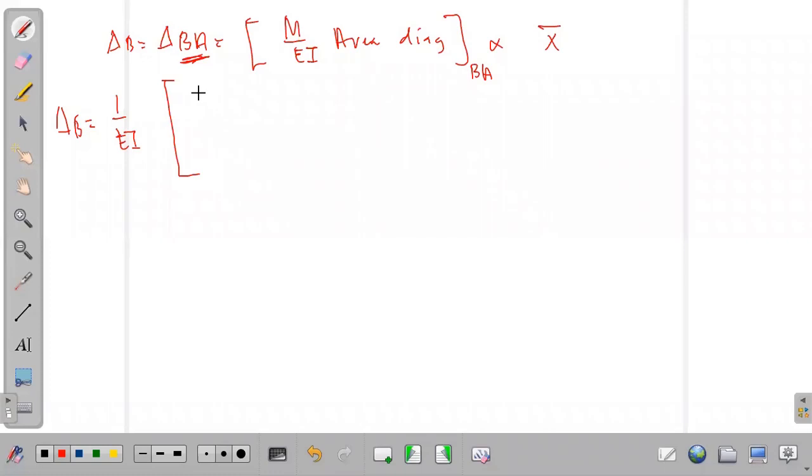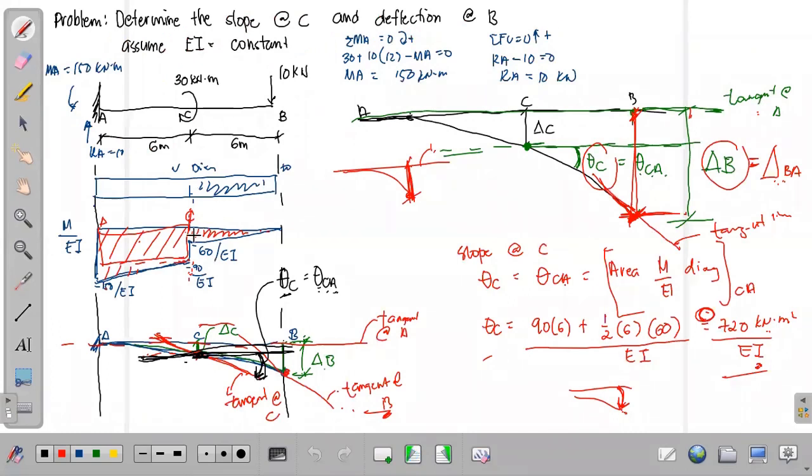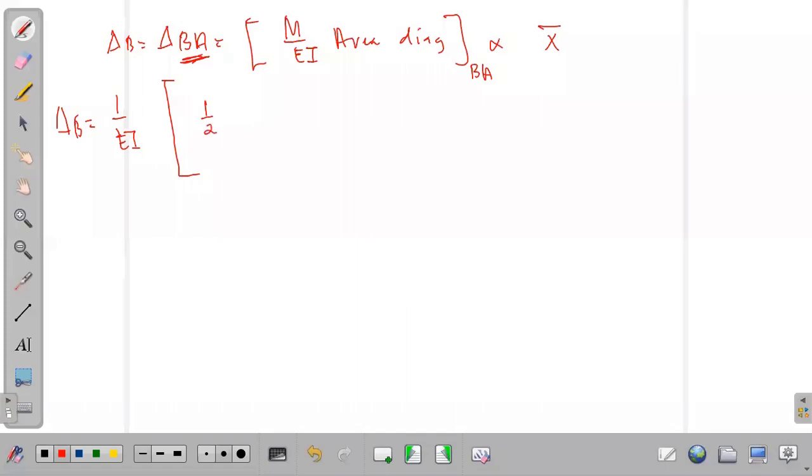Okay? So, yung area natin, say, ito. Yung area natin dito is 1/2 60 times 6. Ilan yun? Tapos, yung centroid natin, papunta dito sa may B. Pupunta tayo dito sa may B. Okay? So, yung centroid dyan, 2/3 of 6 is 4. Okay? So, ito, so 1/2 of 60 times 6 times yung ating X bar is 4.